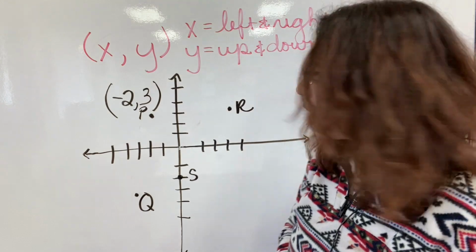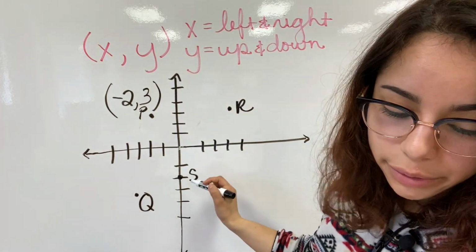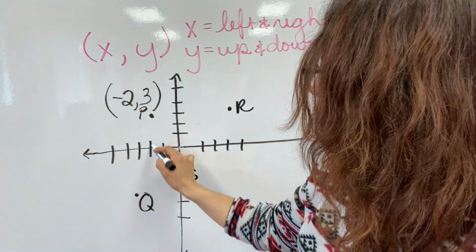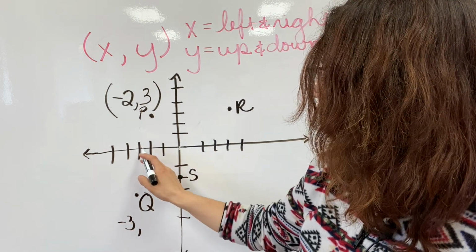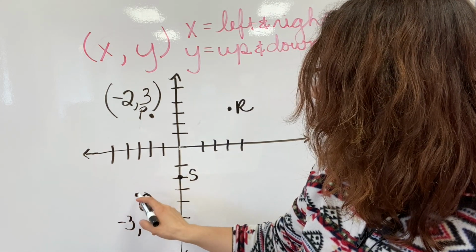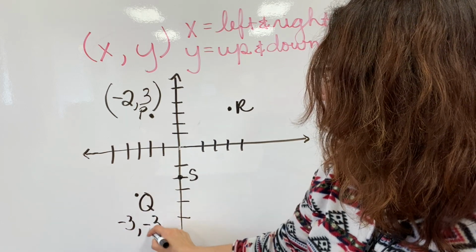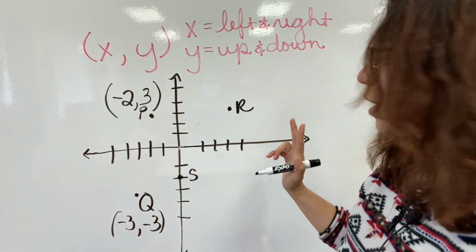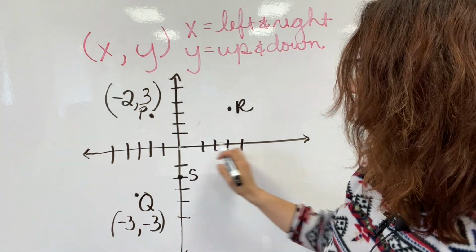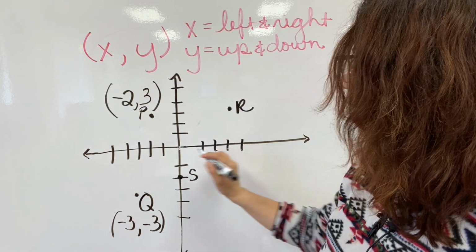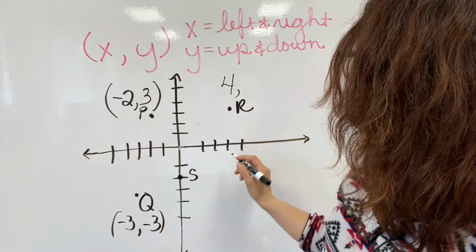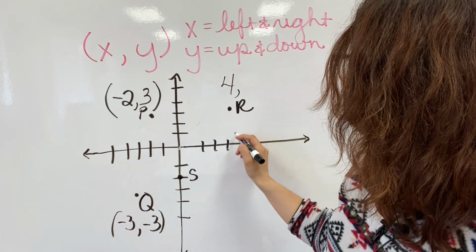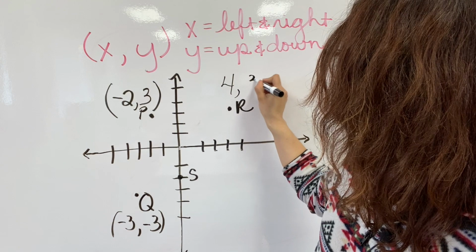The next point they have for you is Q. For Q, they had to go 1, 2, 3, so that's -3. And then they went down 1, 2, 3. So that's -3. For point R, they went positive over here on the right side, 1, 2, 3, 4. So that's 4 for X. And then they went up 1, 2, 3.